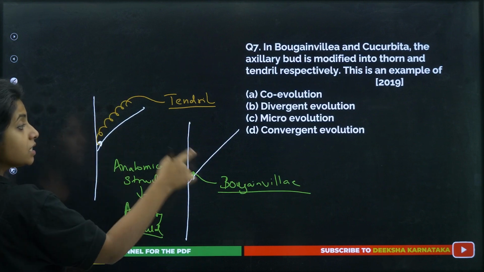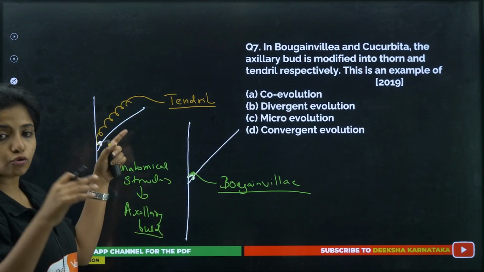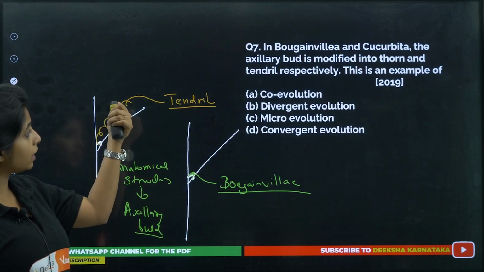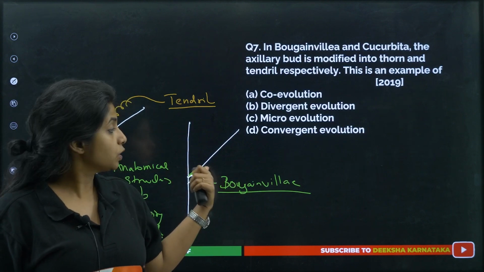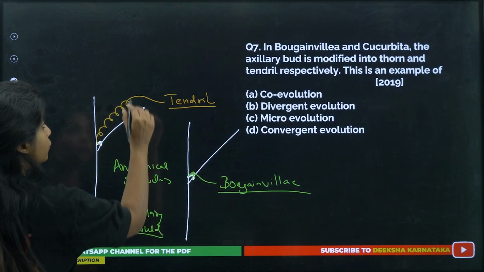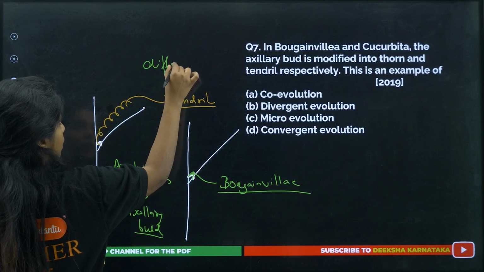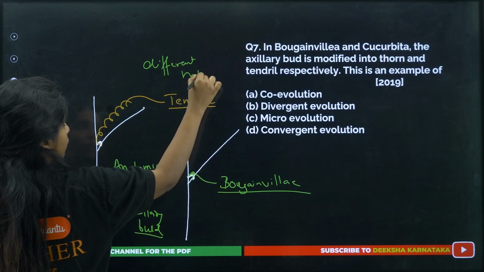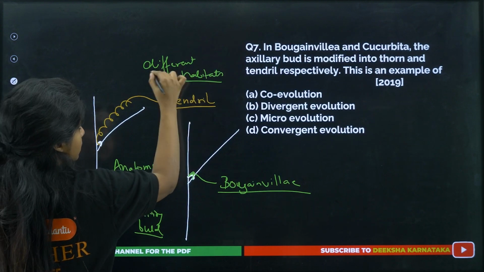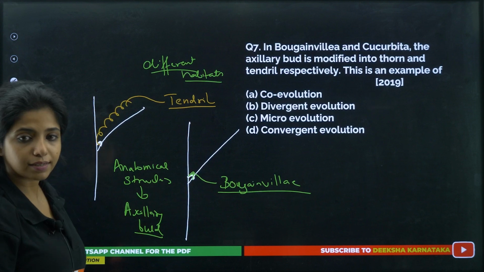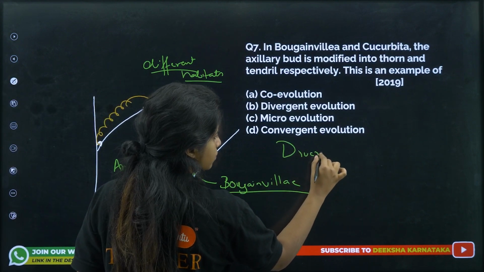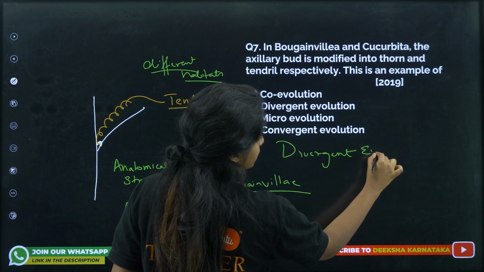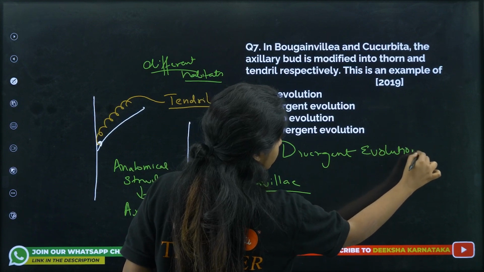But they are staying in different habitats. Over here, it has to crawl, it has to get up. Okay, so basically that's why it has a tendril. Over there, it has a different scenario where it needs protection. So that's why it has become a thorn. So because of different habitats, what is happening? The same structure is evolving into different things. This is an example of divergent evolution.